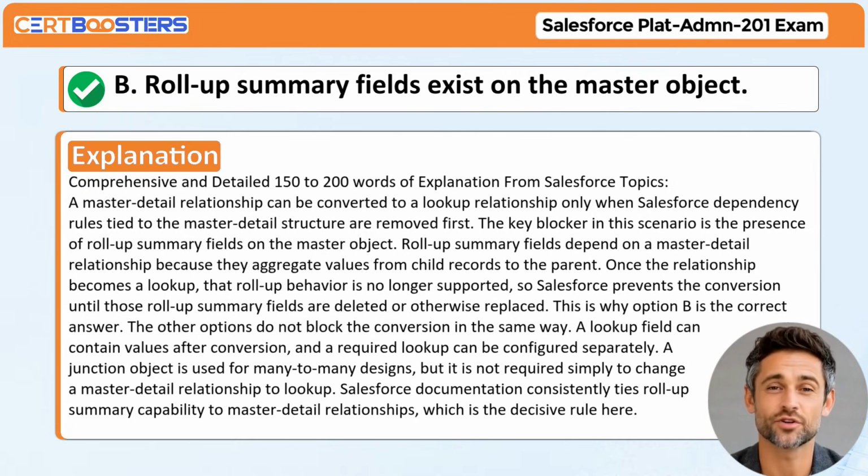The other options do not block the conversion in the same way. A lookup field can still contain values after conversion, and a required lookup can be configured separately. A junction object is used for many-to-many designs, but it is not required simply to change a master detail relationship to lookup. Salesforce documentation consistently ties roll-up summary capability to master detail relationships, which is the decisive rule here.